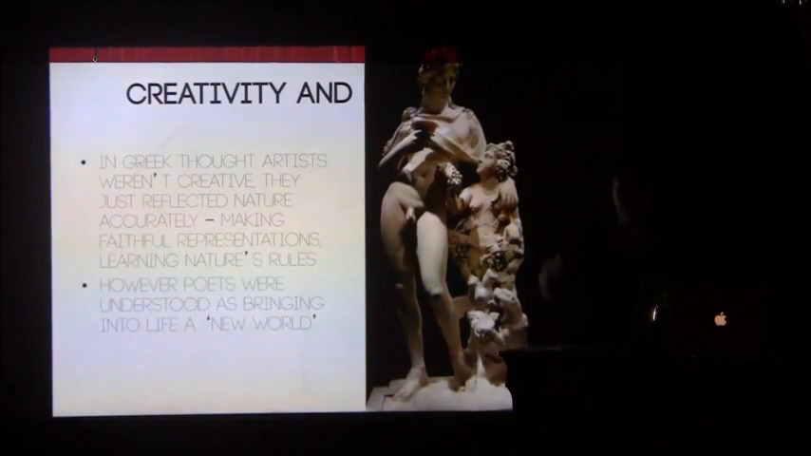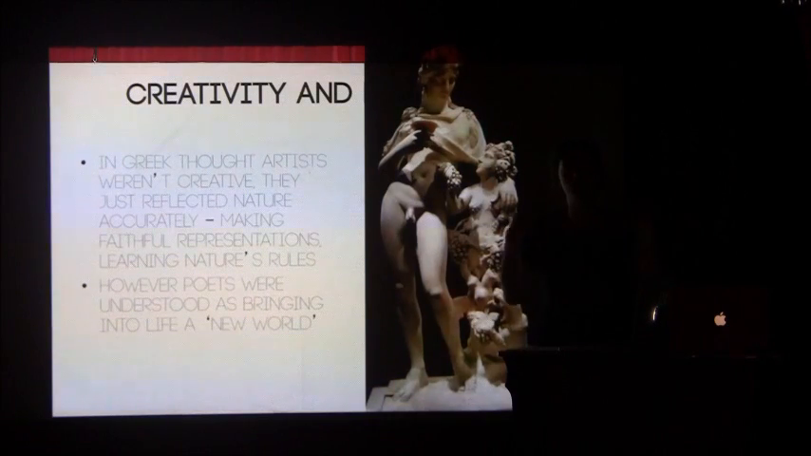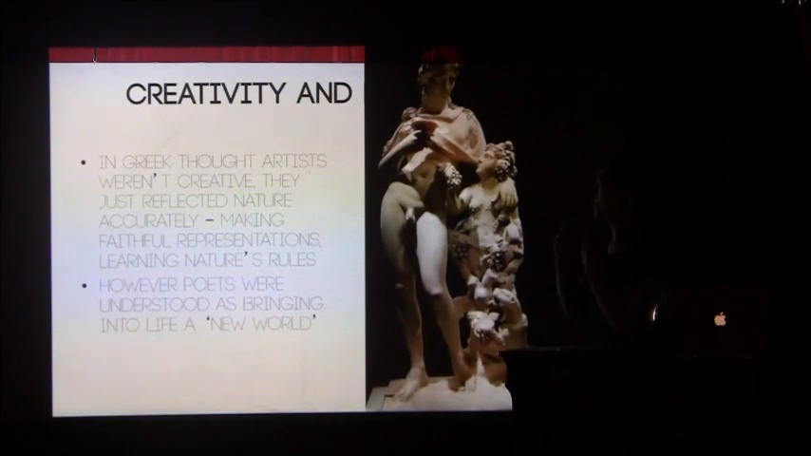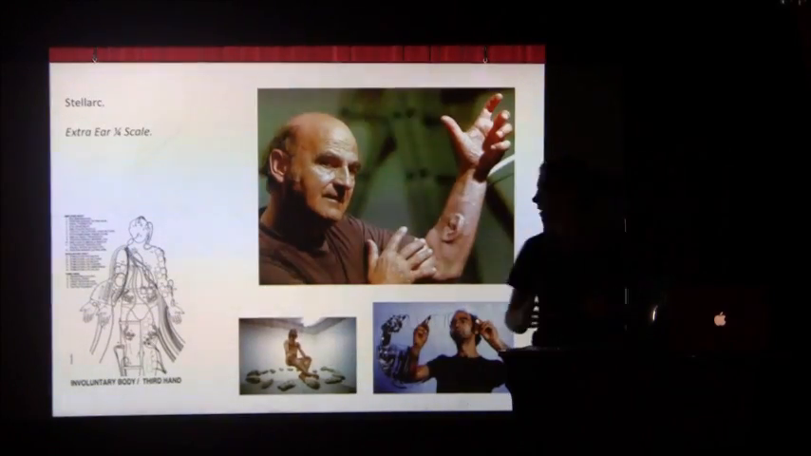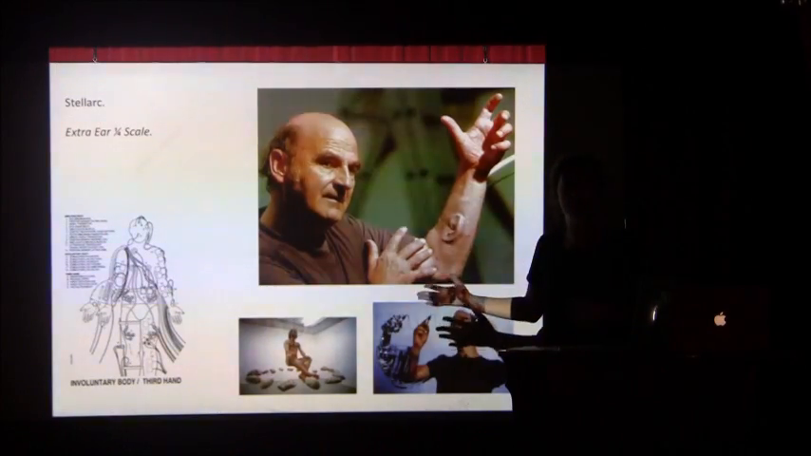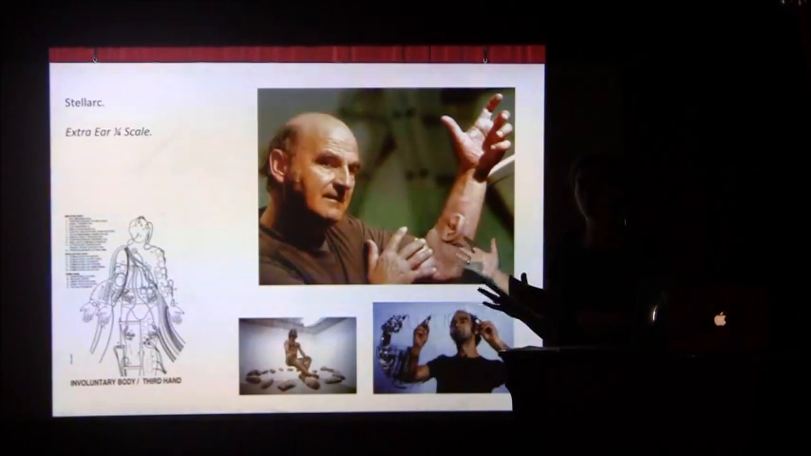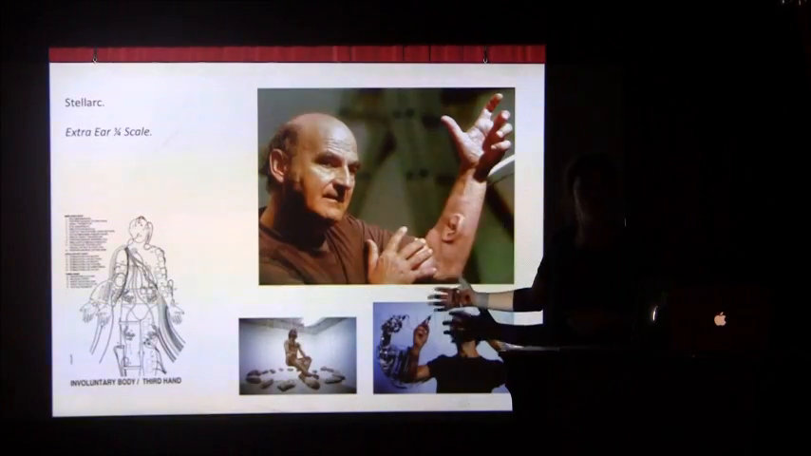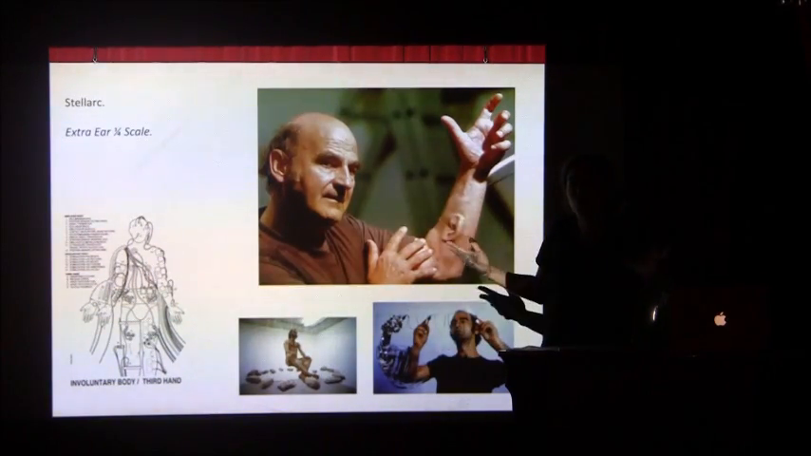So I'm talking about these people as being artists. We have, in Greek thought, that artists are actually people who reproduce nature faithfully. They created depictions or representations that followed and made visible to us nature's rules. So actually what these people that I'm talking about are doing is something more poetic. Stelarc's work is not about nature's rules. It's about human rules, or about the opportunities for producing new rules.